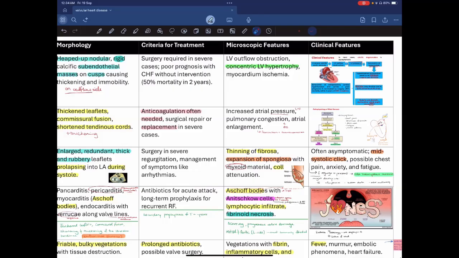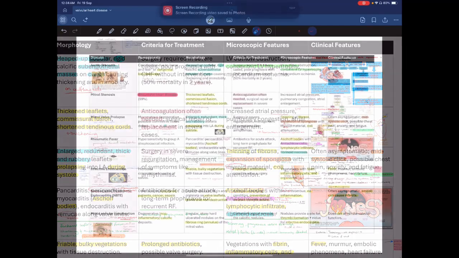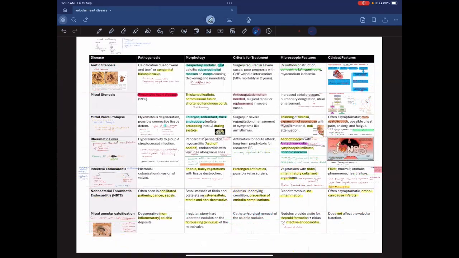On the microscopic features, I will be showing thickening of the fibrosa, the outer layer, and some collagen attenuation inside the spongiosa. For the last one, NBTE, non-bacterial thrombotic endocarditis, which usually happens with cancer patients and sepsis most of the time. The doctor does not focus so much on this. It also sometimes happens with patients who have problems with their coagulation.